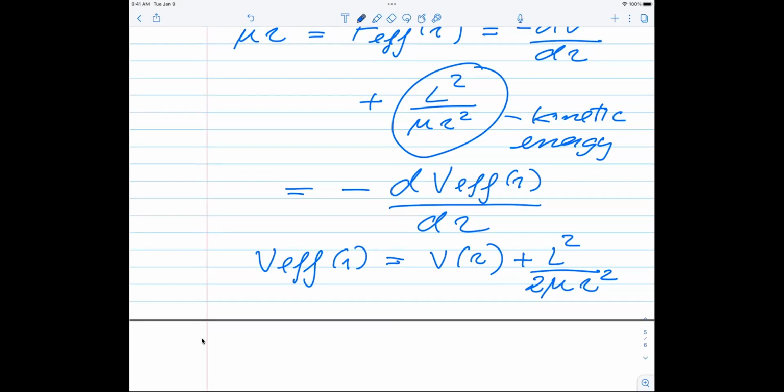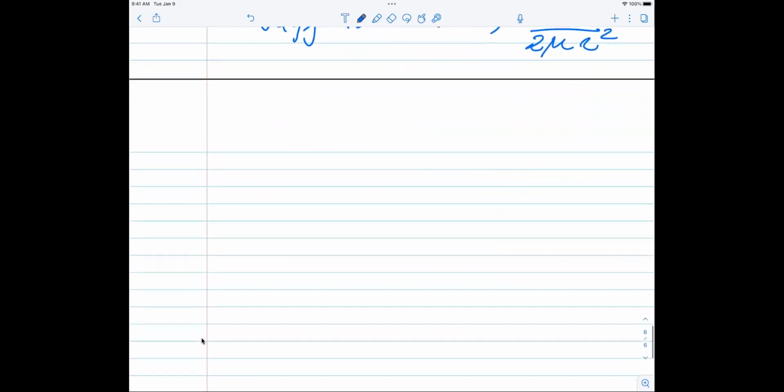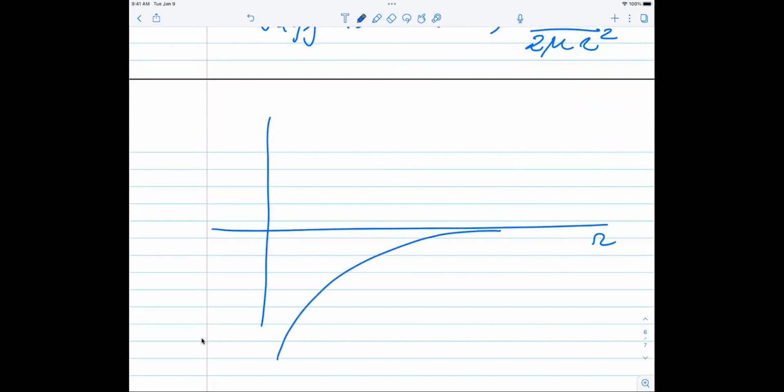Now, what does this mean? This allows us to make an interpretation of the potential energy when we look at R as the degree of freedom. So we have R here, and then we can plot the standard Coulomb or gravitational potential, which is given by minus gamma divided by R. So this is our original potential.